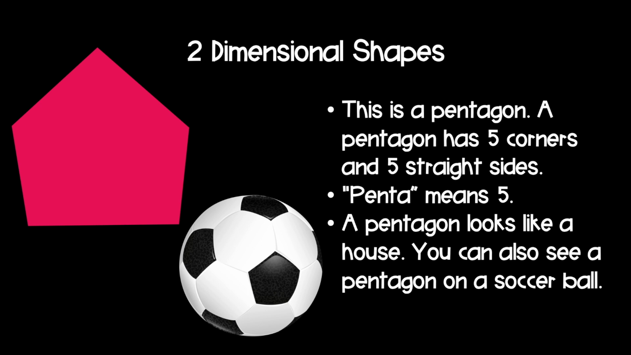Here is a 2-dimensional shape you may be familiar with. This is a pentagon. A pentagon has 5 corners and 5 straight sides. Here's a little hint. Penta means 5. A pentagon looks like a house. So if you've ever drawn a house and you can see this is the roof and these are the walls, you have made a pentagon.